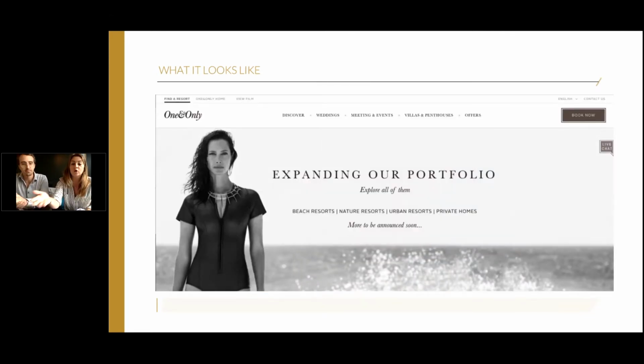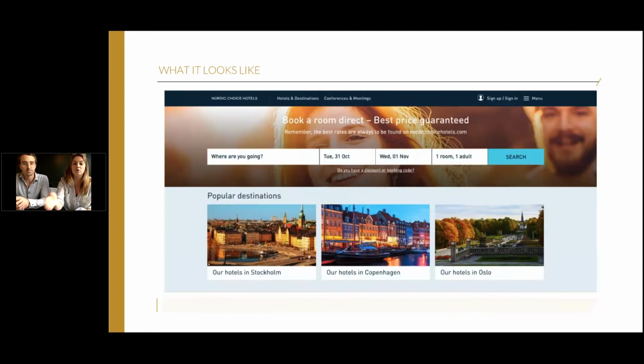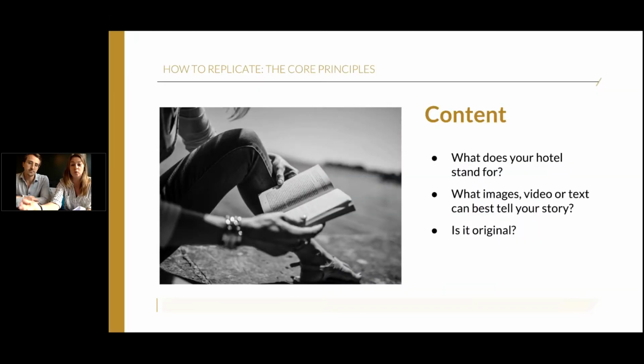Next up, we've got One and Only Resorts. Now this is similarly quite a clean design, but it's very image heavy, so it looks very different to Citizen M. You can't even see an image of the hotels or the resorts themselves. And lastly, we've got Nordic Choice, which is maybe a more basic design, but it's so clear. You can know where to book straight away. And again, just in terms of being able to go smoothly through the booking process, people thought this was a really good example. So you can see how much things vary from website to website.